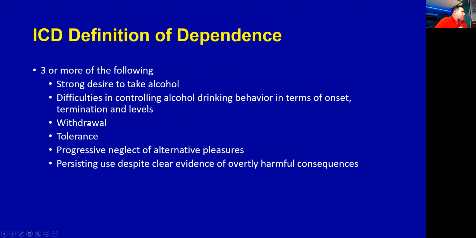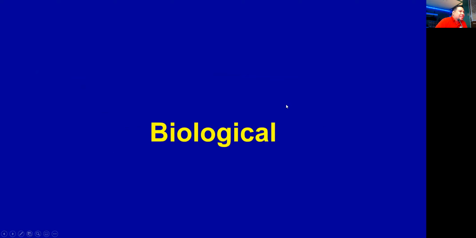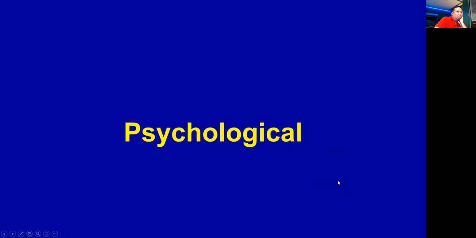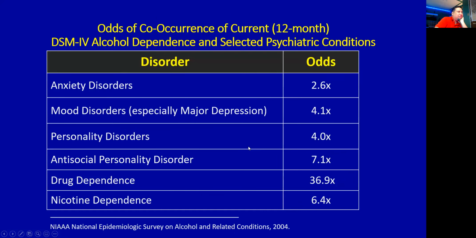Okay, so this is the definition of dependence, 3 or more, based on the ICD definition. How about the effects? What are the biopsychosocial effects of alcohol? Biological. So what could happen? Conditions that could happen, of course, very high on that list would be liver cirrhosis because of alcohol use disorder. How about comorbid psychological psychiatric disorders that could happen?